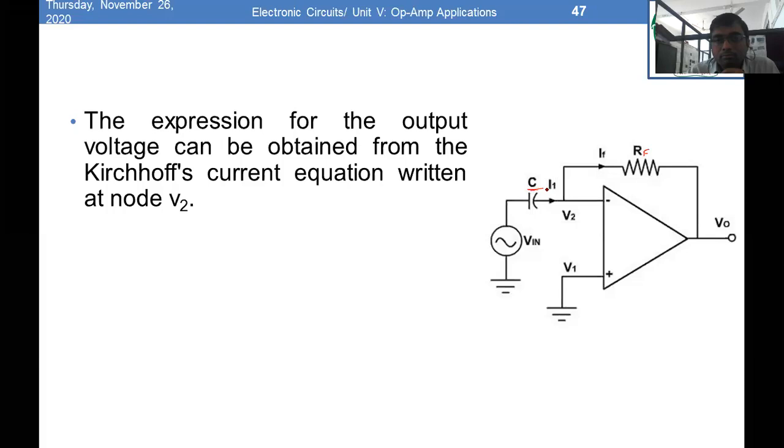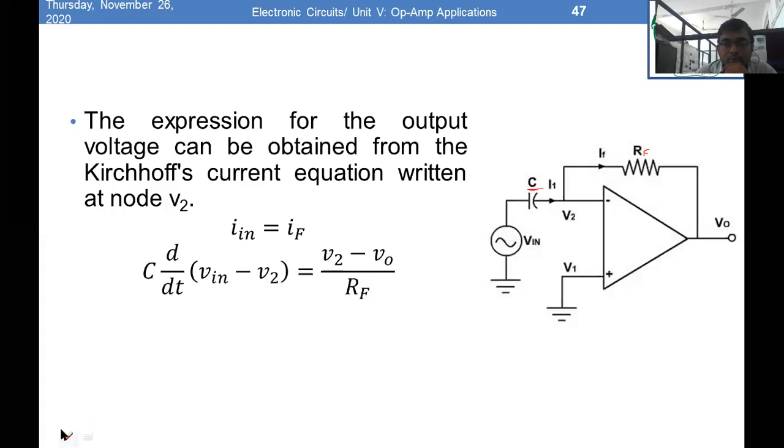Okay. So the expression for the output voltage can be obtained from Kirchhoff's current law on this particular node that you can see, that is V0, V2. As the non-inverting terminal is connected to the ground, as per the virtual ground concept, V2 is also equal to 0. And in this node, KCL applies: I1 is equal to IB plus IF. IB is 0, we know the reason behind it. So I1 is equivalent to IF.